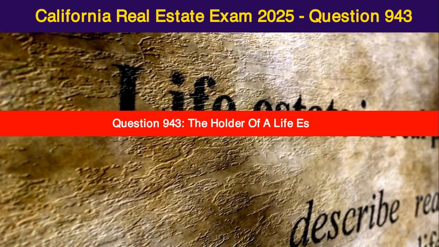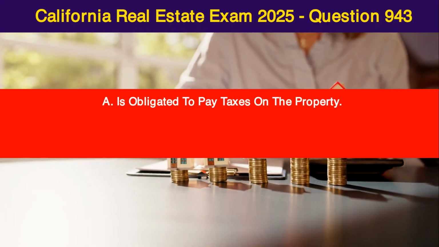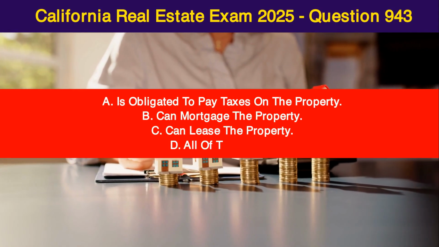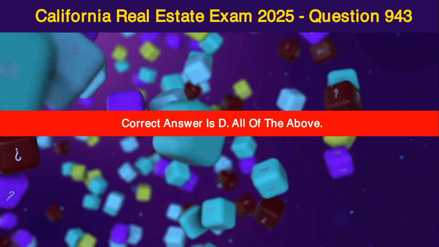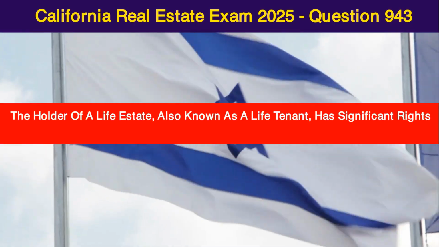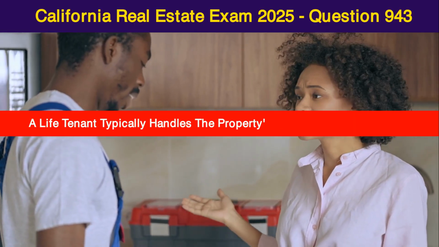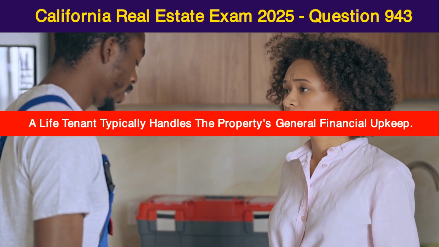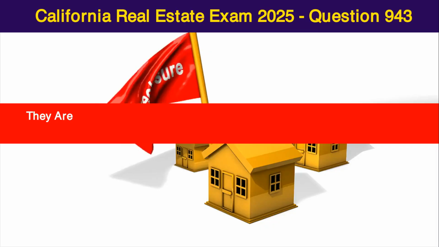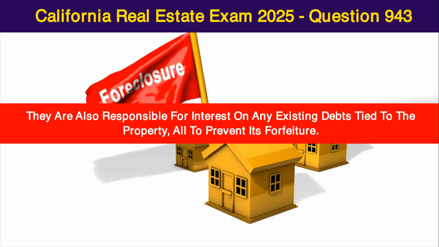Question 943. The holder of a life estate: A. is obligated to pay taxes on the property, B. can mortgage the property, C. can lease the property, D. all of the above. Correct answer is D, all of the above. The holder of a life estate, also known as a life tenant, has significant rights and obligations concerning the property during their lifetime. A life tenant typically handles the property's general financial upkeep. This includes paying ordinary property taxes and maintenance expenses. They are also responsible for interest on any existing debts tied to the property, all to prevent its forfeiture.